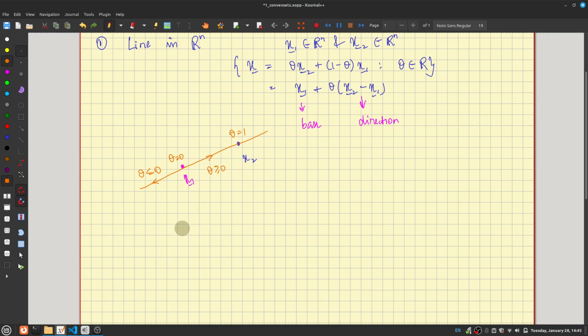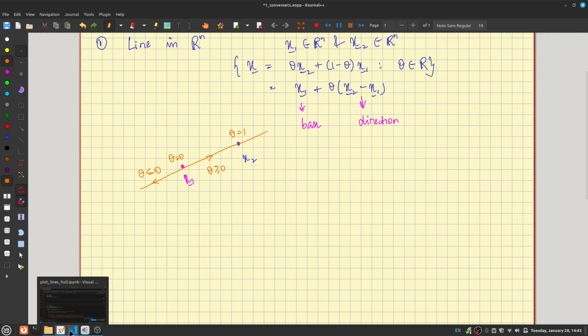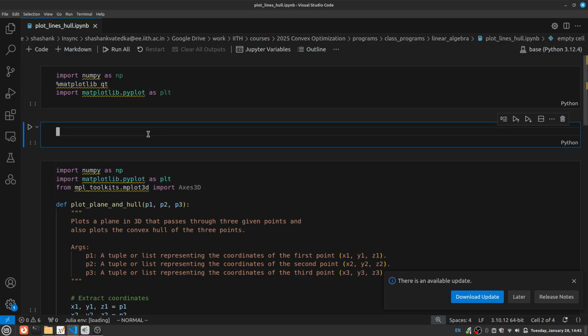Okay. In fact, we can try to visualize this in 3 dimensions. So just as an exercise, let me write a simple program to plot this line and see what happens for different values of theta.